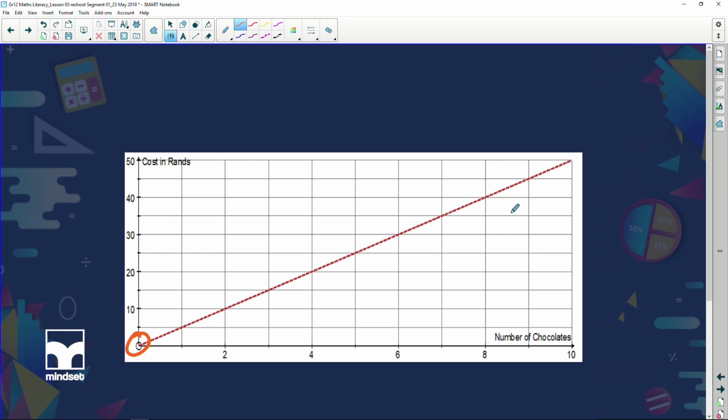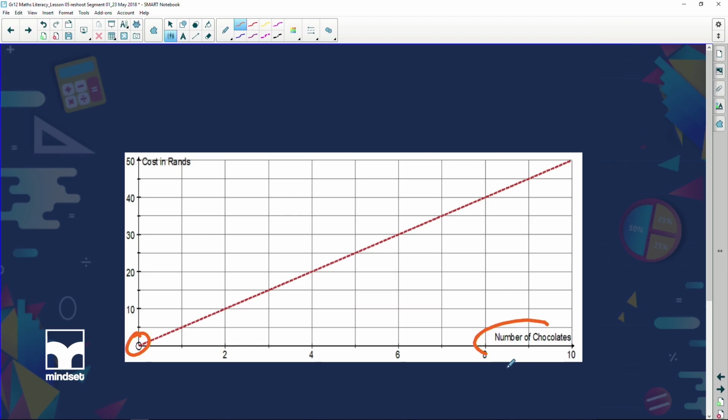Okay, and what is this graph all about? Well, when we look here, we can see that my horizontal scale is talking about the number of chocolates, and my vertical scale is talking about the cost in rands. So what we've got here is a graph which we've drawn, which can illustrate the cost of the number of chocolates that I'm buying. But let's have a look at the scale.